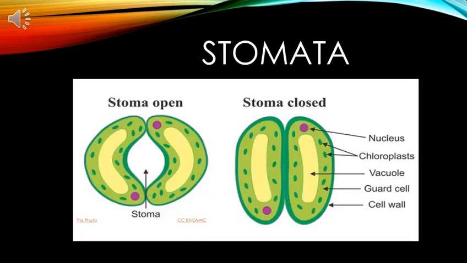Wouldn't you like to see how stomata looks? Now let's come to the diagram of stomata. Stomata looks like a green structure with 2 guard cells and a nucleus. Vacuole, outer thinner wall, chloroplast, epidermal cells and inner thick wall. These are of 2 types, stomata which is open and stomata which is closed.